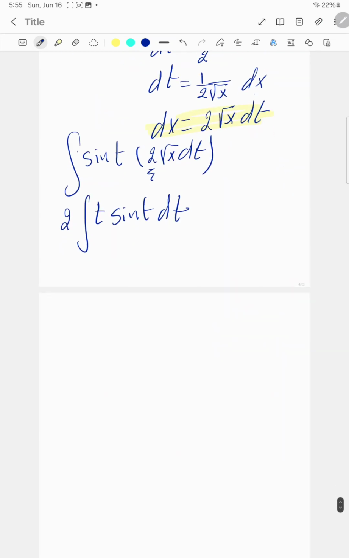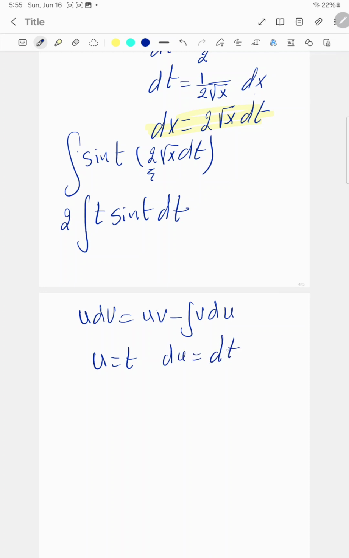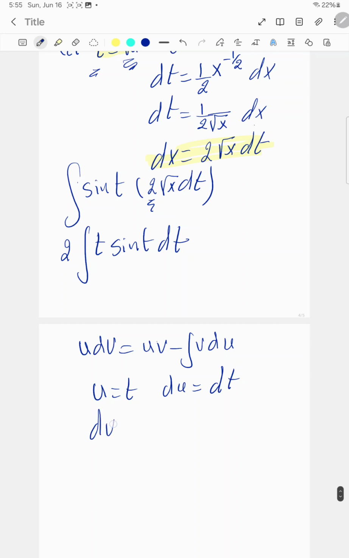And here again I can do integration by parts. The formula is the integral of u dv is equal to uv minus the integral of v du. And here I can take my u equal to t. So my du is equal to dt. And I can take my dv equal to sine of t dt. So my v would be equal to minus cosine of t. So let's highlight: I took my u equal to t, my du equal to dt, and my dv equal to sine t dt. So my v equal to minus cosine t.